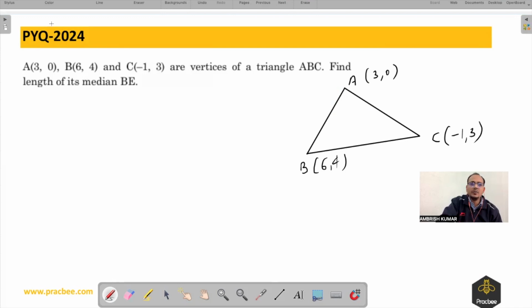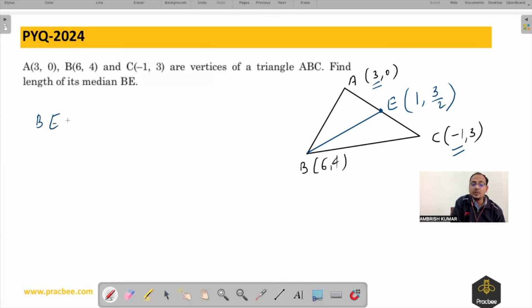Now you have to find BE. Median means E is the midpoint of AC. Now the midpoint formula: 3 plus -1 means 2 by 2, 1, and 0 plus 3, 3 by 2, 3 by 2. Now we apply the distance formula between the points B and E, and that will give you the distance BE.